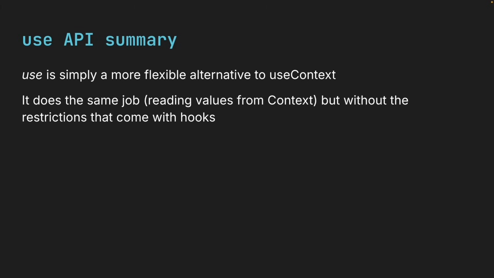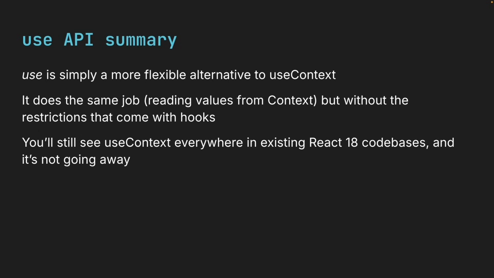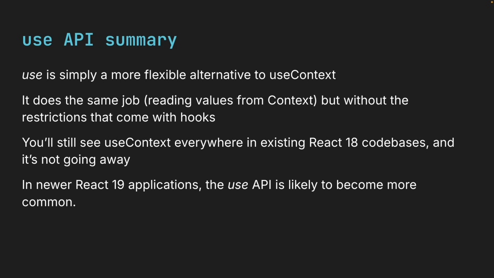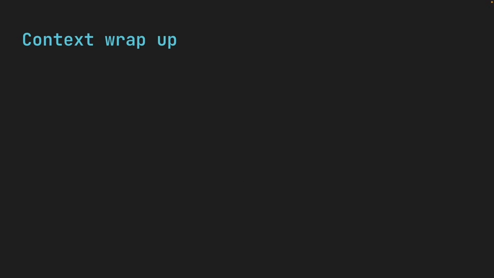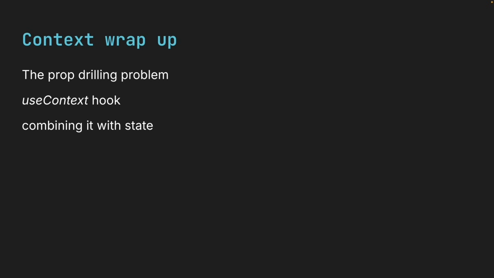It does the same job, reading values from context, but without the restrictions that come with hooks. You will still see useContext everywhere in existing React 18 code bases, and it's not going away. But in newer React 19 applications, the use API is likely to become more common. And that wraps up everything you need to know about context in React. From the prop drilling problem we started with, to useContext, combining it with state, and now the flexible use API.